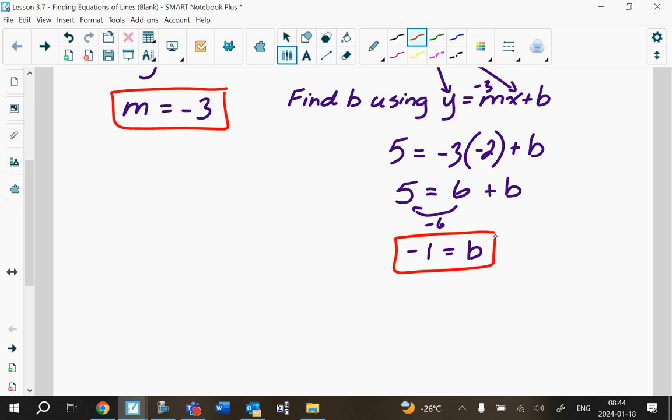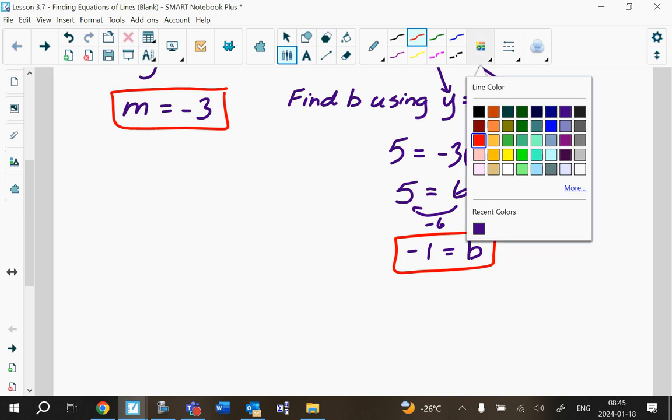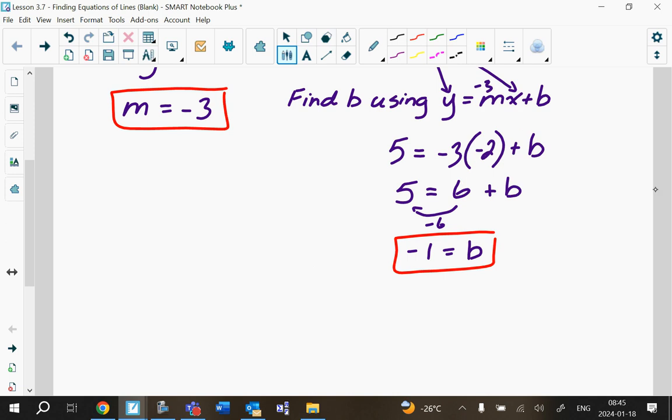Now I'm ready to write the equation. And the equation is going to be y. Don't plug in these values because we're writing the final equation. The final equation doesn't have values for y and x. -3x plus -1, or -1.